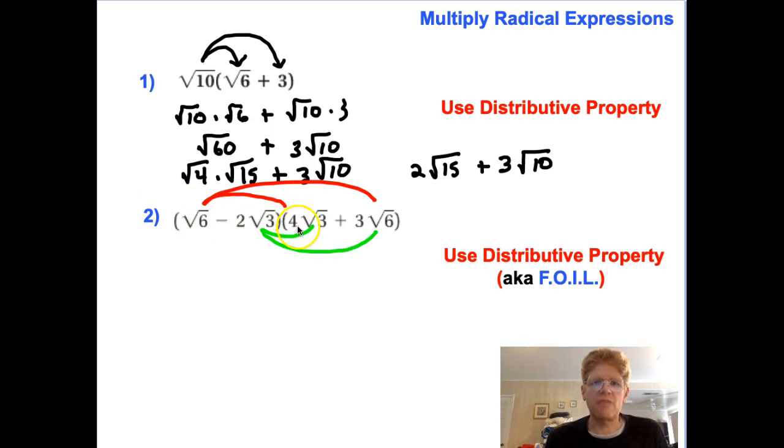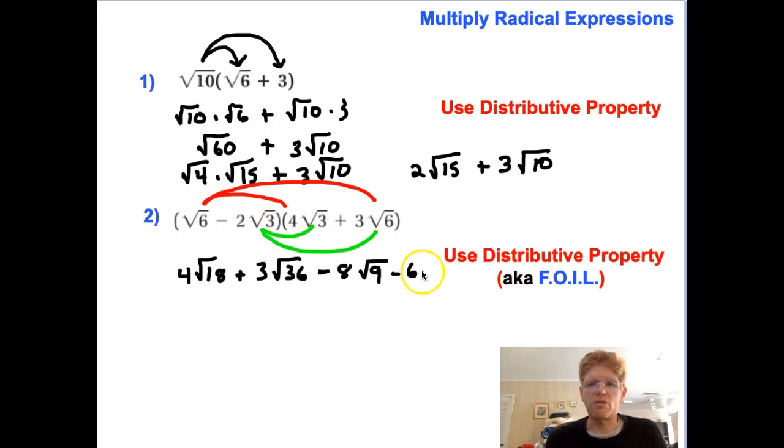The square root of 6 times 4 square root of 3. So we're going to have 4, and then we'll multiply our roots together. That's going to give us square root of 18. Then the outside, square root of 6 times 3 square root 6. That is going to give us a positive 3, and then we'll have square root of 6 times the square root of 6, which is square root of 36. And then we'll do our inside, negative 2 square root 3 times 4 square root 3. That's going to give us a negative, so we'll have negative 8, and that'll be the square root of 9 when we multiply square root 3 times square root 3. And finally, we'll be left with another negative, and we will have negative 2 times 3, which is negative 6, square root 18.